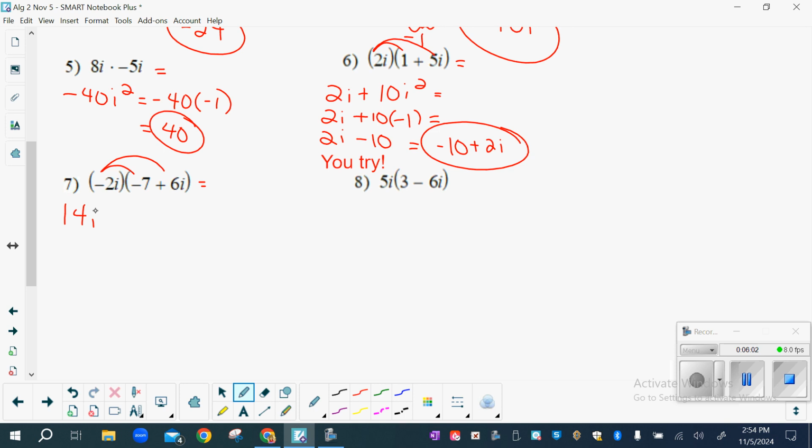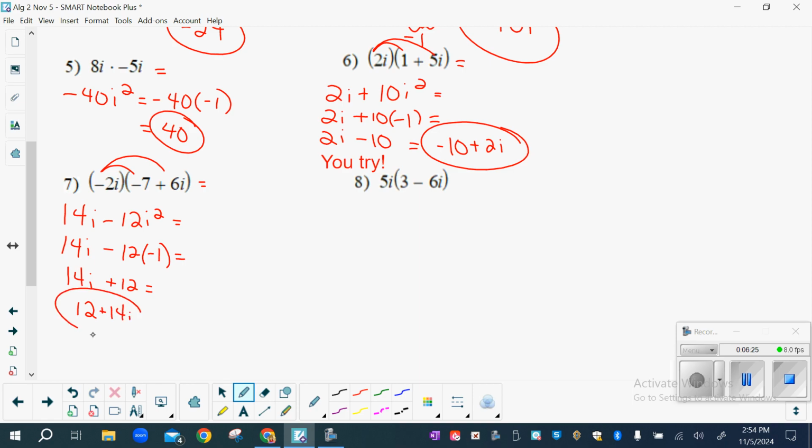You don't have to simplify it, just multiply them and we'll simplify later. 12. So it's going to be minus 12i squared, and then the i squared becomes -1. So we get 14i plus 12, which is the same as 12 plus 14i.